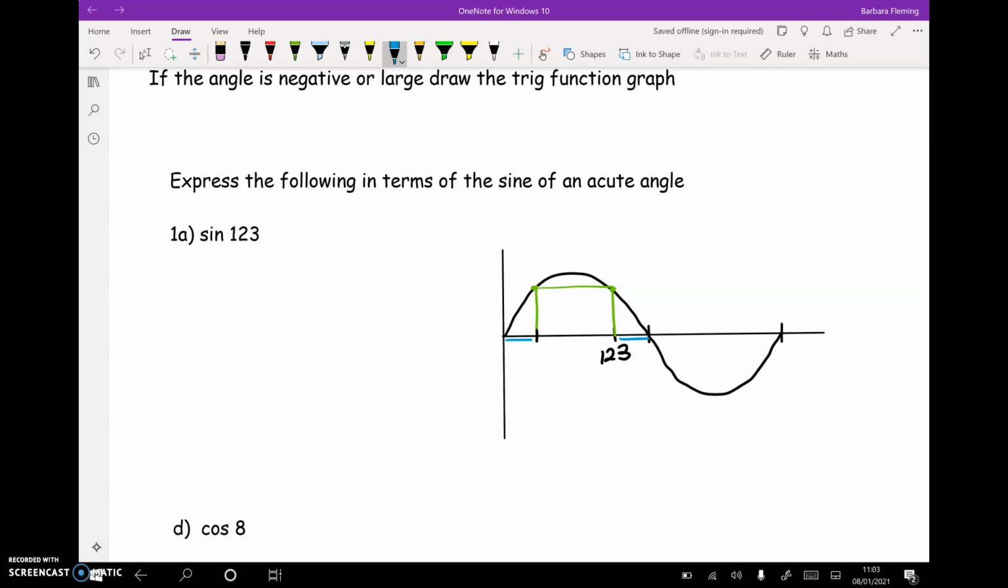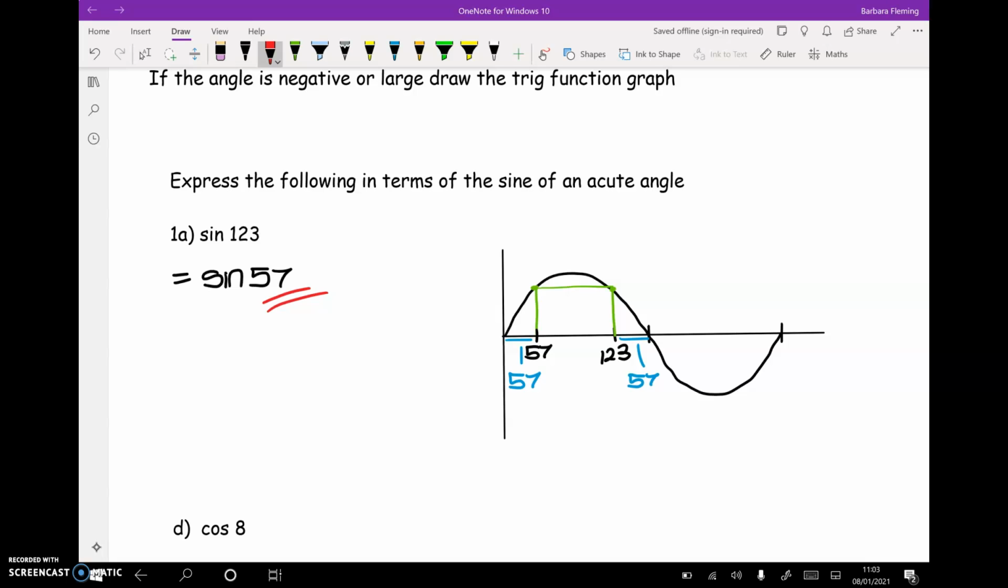So the difference between 180 and 123 is 57. So that distance in there is 57 degrees. If that's 57, this distance in here is also 57. Meaning that to go from 0 to 57, this answer is going to be 57. So sine of 123 equals sine of 57. And you're done. So you have expressed that expression in terms of sine of an acute angle.